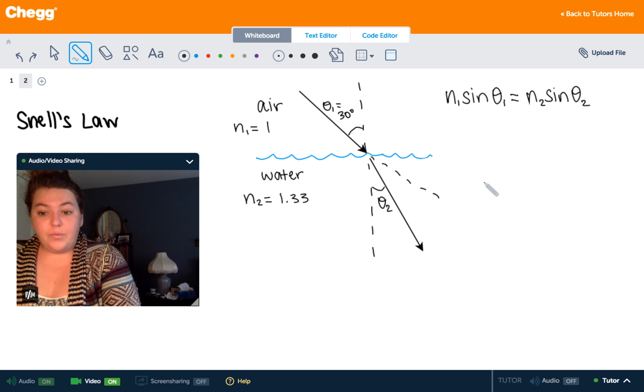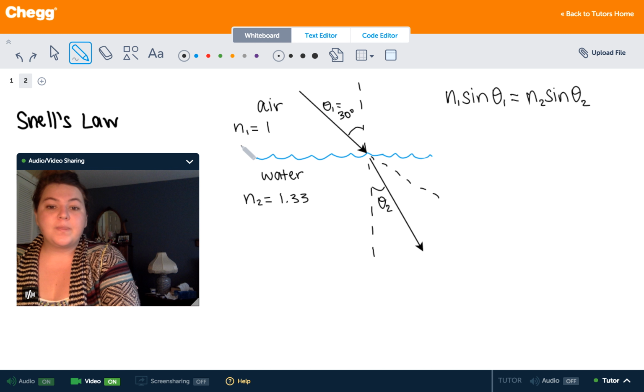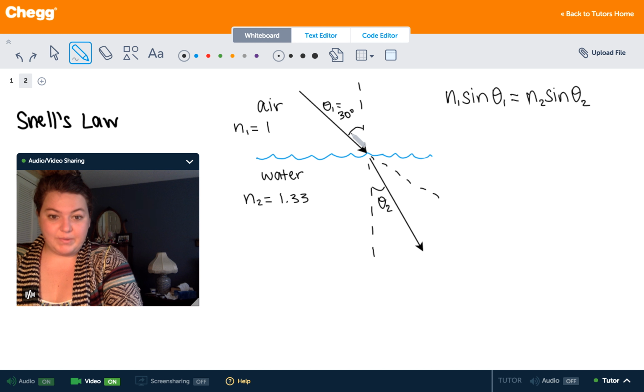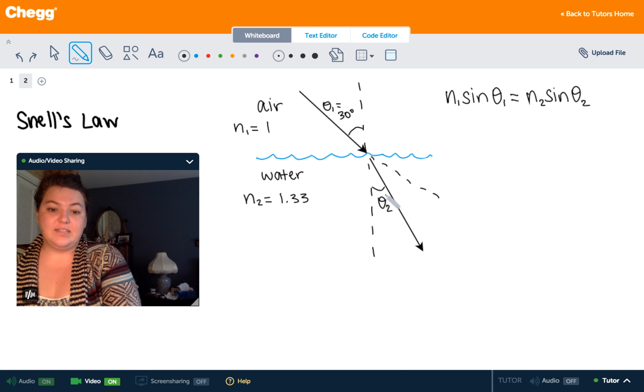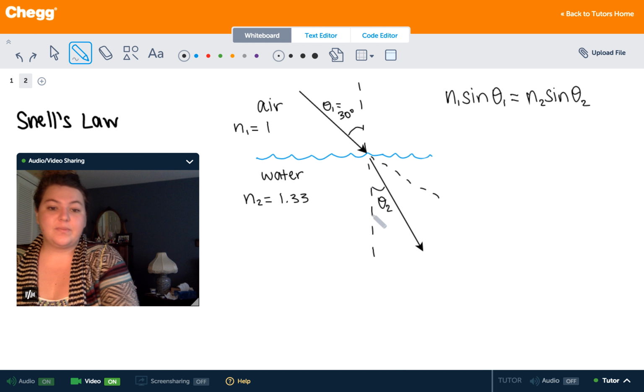All right, so what Snellius and those before him recognized is that the index of refraction multiplied by the sine of the angle of incidence, this is what we call the angle of incidence, is going to be equal to the index of refraction of the second medium times the sine of the second angle, which is called the angle of refraction. So we have the angle of incidence and the angle of refraction, both with respect to this vertical here.